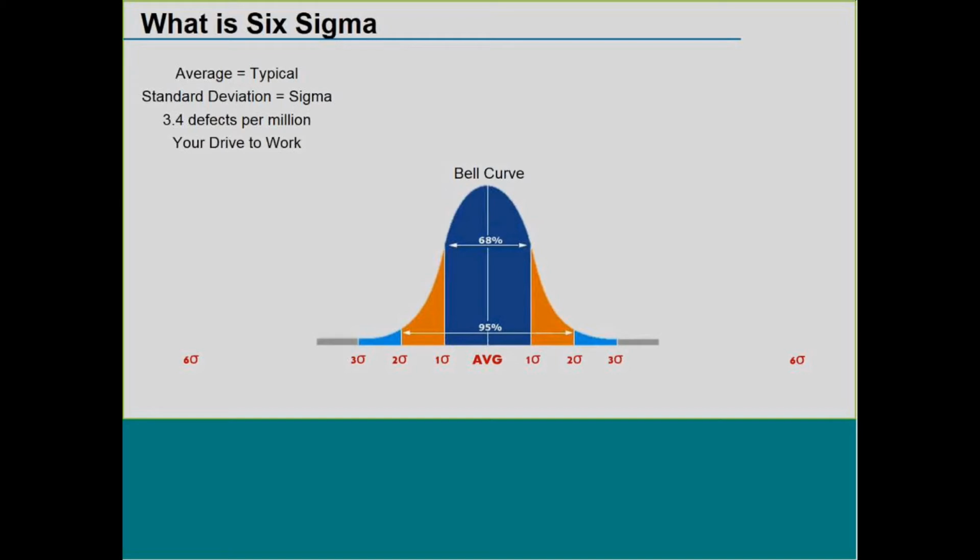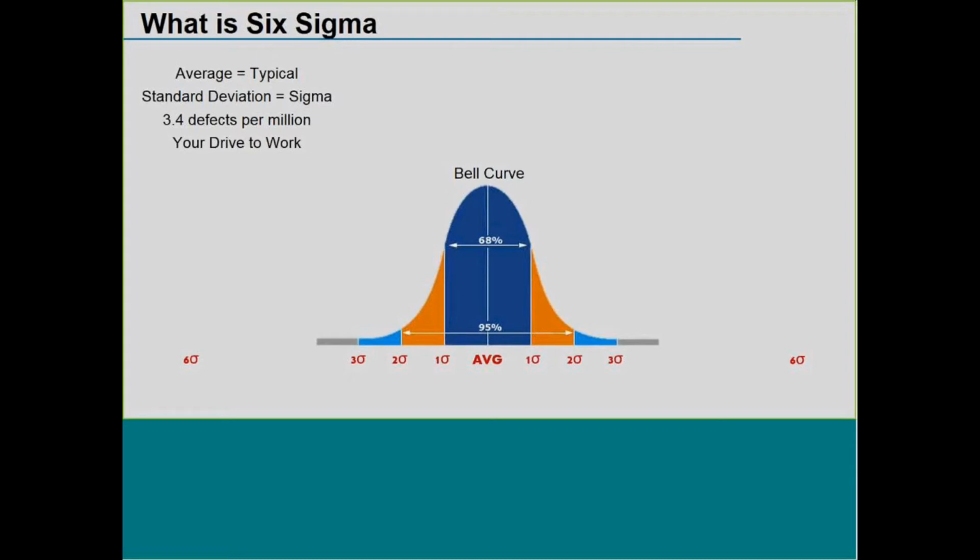To simplify that a little bit, we work on averages in our everyday life. On average, how long does it take me to drive to work? On average, how many customers will call in today? On average, how many smoothies will I sell today? These are the types of averages that we're talking about when we're taking on a Six Sigma-based project.